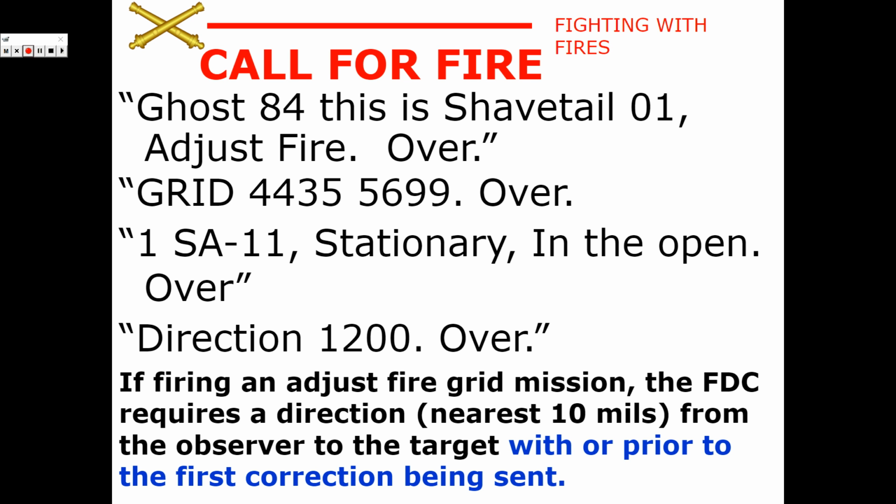Now notice a couple things about this format that's different than polar. In the station identification and warning order in the first transmission, there's just adjust fire. Grid is the default. You don't have to say anything else. You don't have to specify that it's adjust fire grid, over.